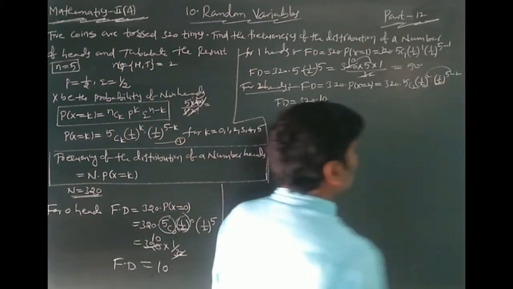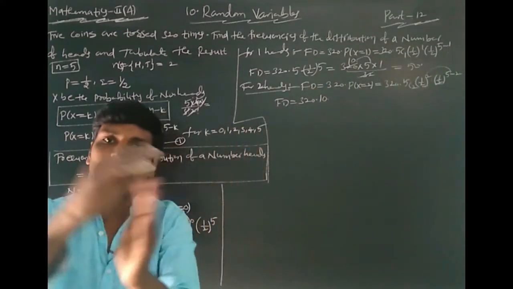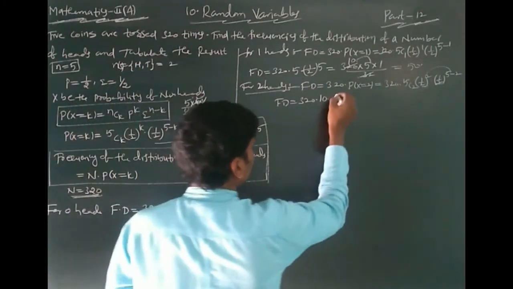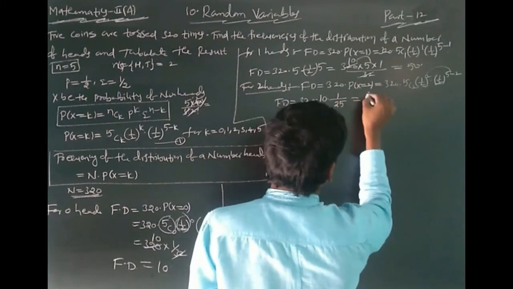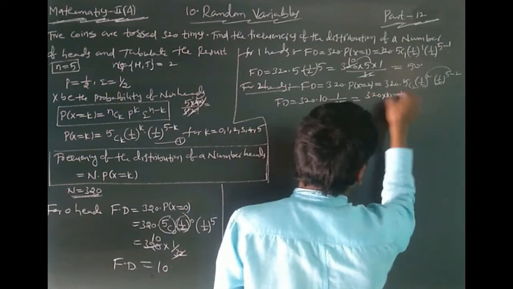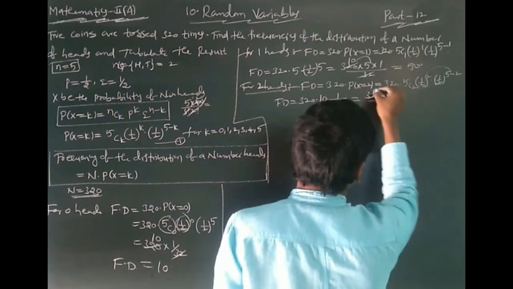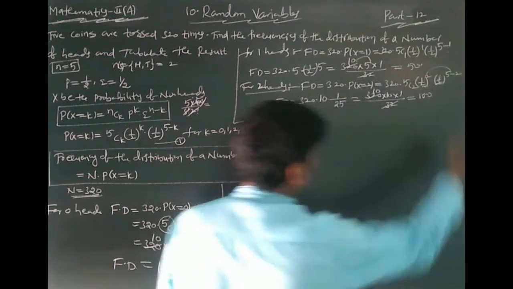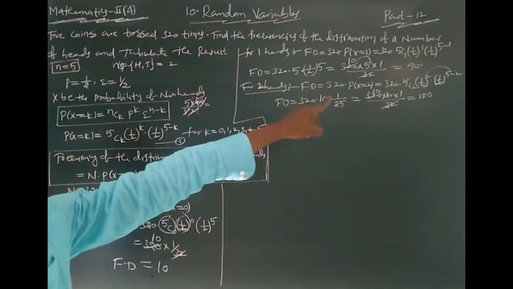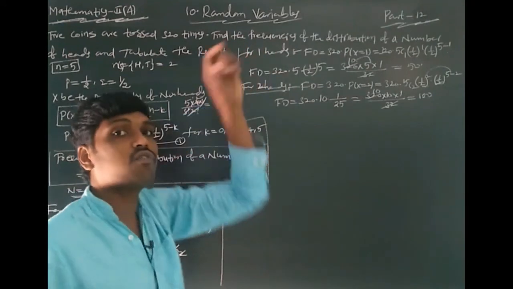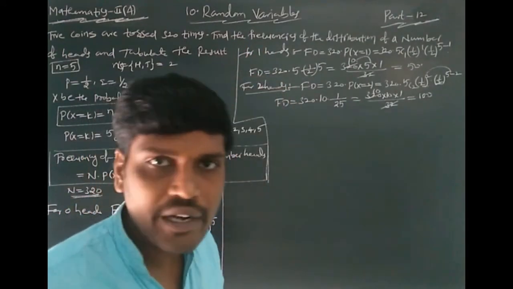The bases are equal, so the powers should be added: 5 minus 2 plus 2. The plus 2 and minus 2 get cancelled, leaving (1/2) power 5. You can write 320 into 10 into 1/32. 32 ones are 32, 32 tens are 320, and you get 100. That 100 is the frequency distribution for the 2 heads probability.